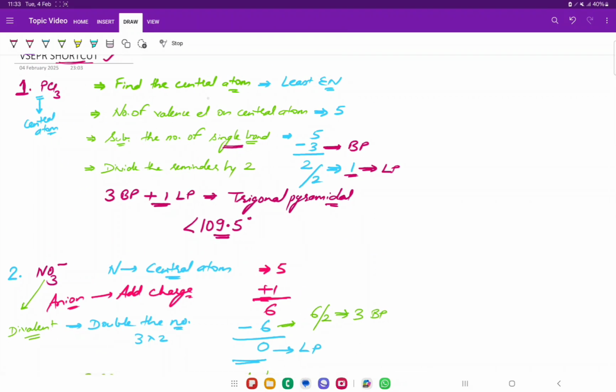I quickly revise it. First, find out the central atom, which is the least electronegative element. Then take the number of valence electrons on the central atom, and subtract the number of single bonds or monovalent atoms. Subtract, I will get 5 minus 3. That will give you a remainder; divide by 2, you'll get the lone pairs. And these monovalent atoms give you the bond pairs. Thus PCl3 has 3 bond pairs and 1 lone pair, trigonal pyramidal geometry.